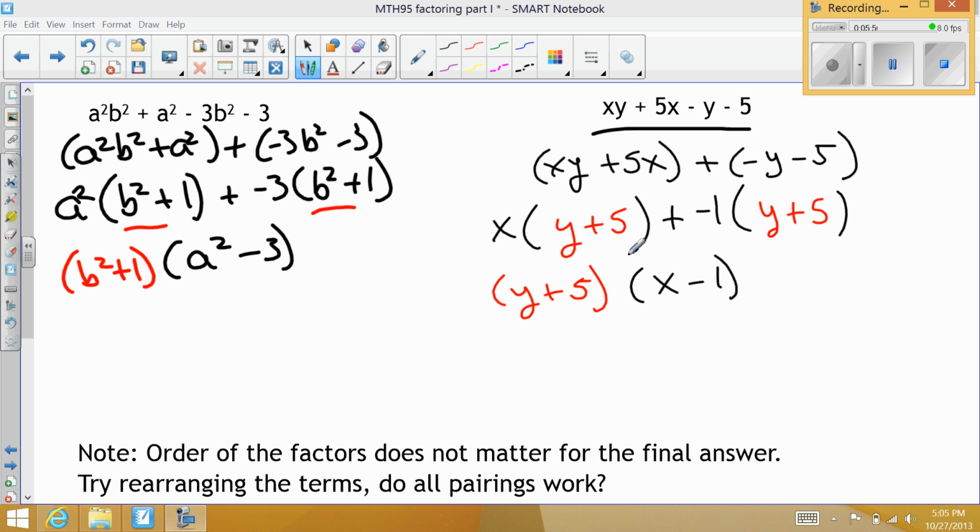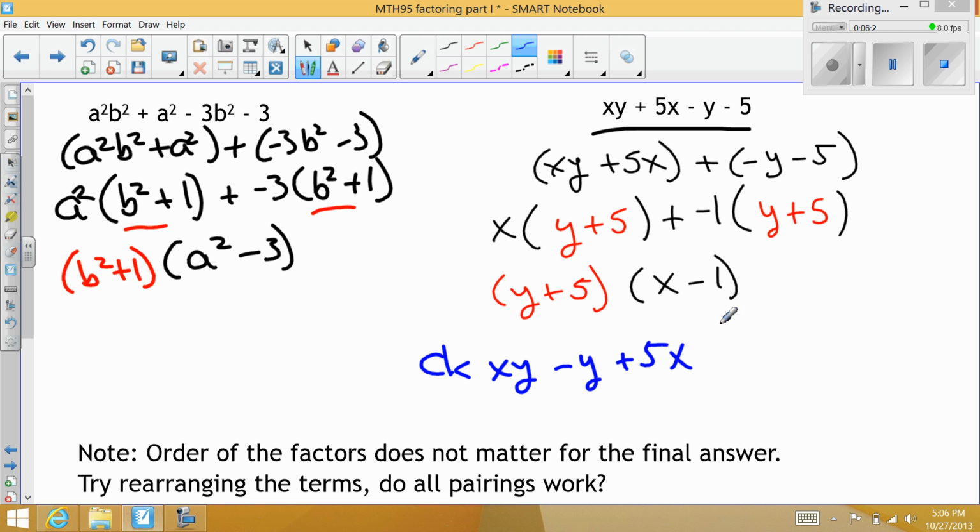Then we can see the y plus 5 is common. We can undistribute out that y plus 5, leaving behind the x plus negative 1, or x subtract 1, which just looks a little neater for the notation. And again, we can check any of these by foiling back together. Y times x is xy. Y times negative 1 is subtract y. 5 times x. And 5 times negative 1. Which is the same as the original expression, just some of the terms are written in a different order.